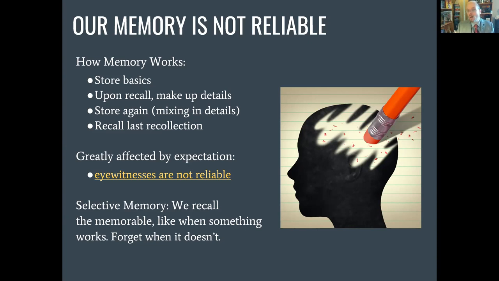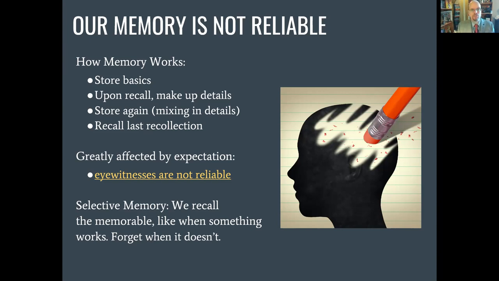This is why, if you haven't watched a movie for a few years and you go back and watch it again, the plot may not go like you remembered. Certain scenes may be different than you thought. This is just the inaccuracy of memory. In fact, memory is greatly affected by expectations, so much so that eyewitnesses are not actually that reliable in the courtroom. It's very easy to cast doubt on an eyewitness testimony because they get all the details wrong.